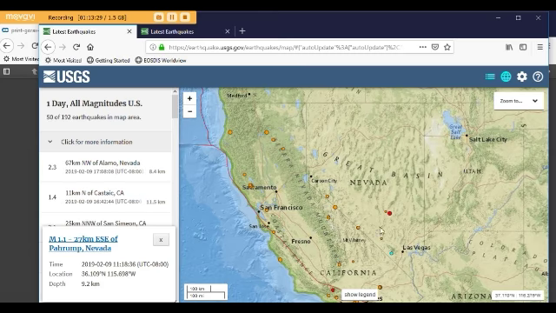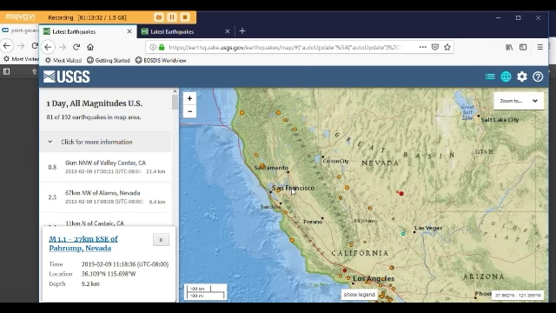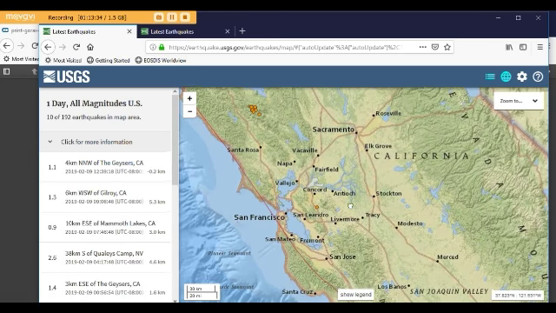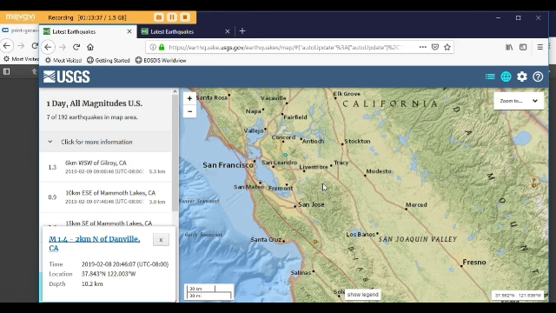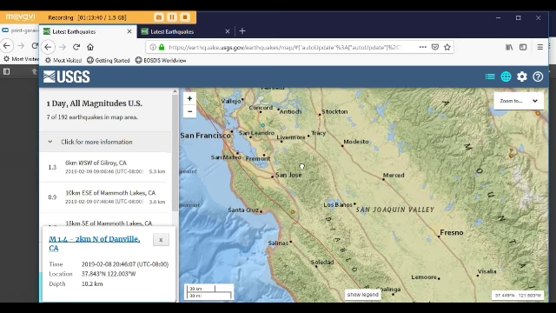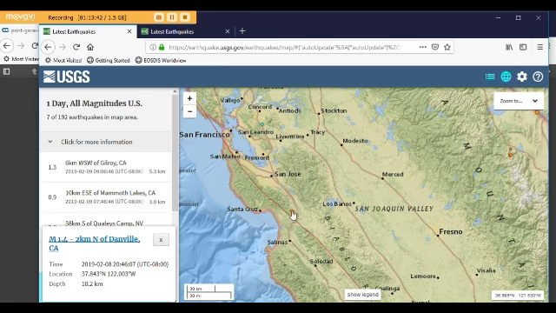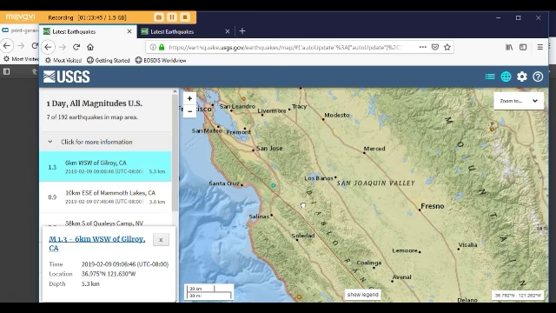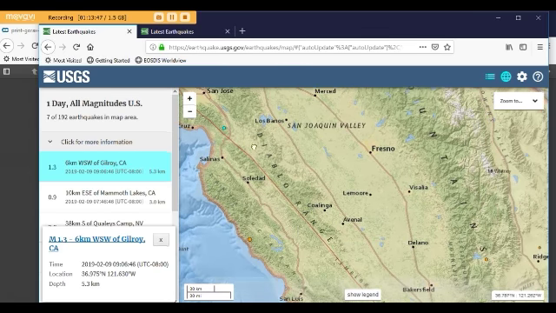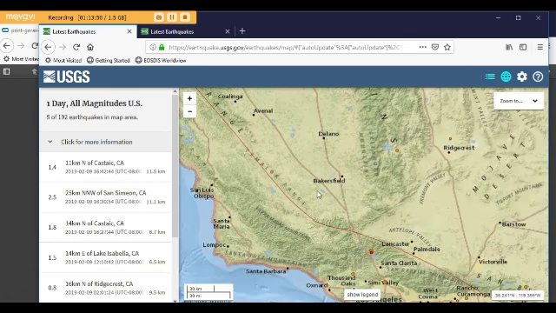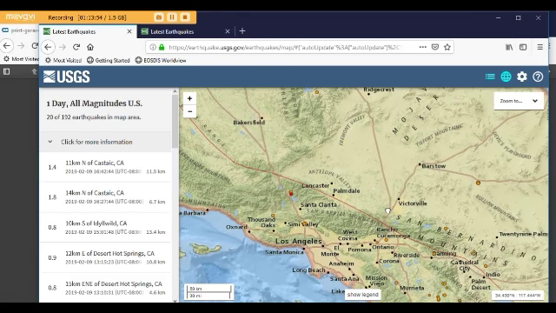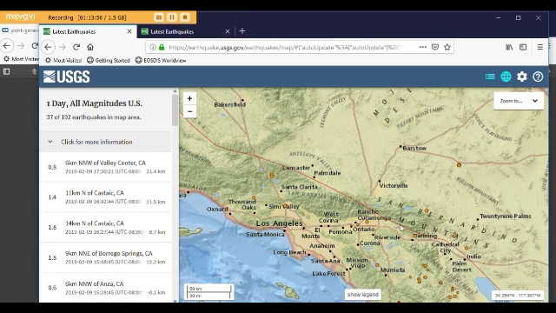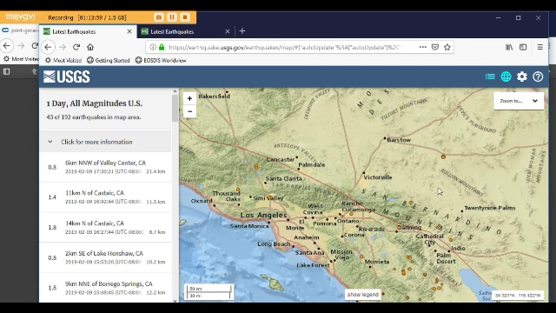That's it for Nevada. So let's come down our San Andreas fault line. And here's a 1.4 near Danville. Here's a 1.3 near Gilroy. So coming down, coming down, coming down. Now we're getting into the Los Angeles area, Southern California.